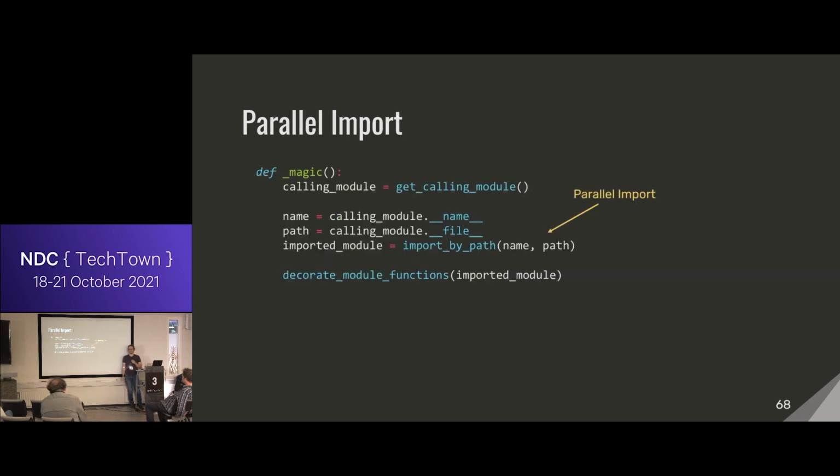And now we're going to do something a bit more fun. We get the calling module. Then we take the name and the path of that module and import it again. Since we're executing the module while we import it, we will get the module after it's fully executed, which means all the methods in it have been defined. Now we can decorate everything, and we should be okay.